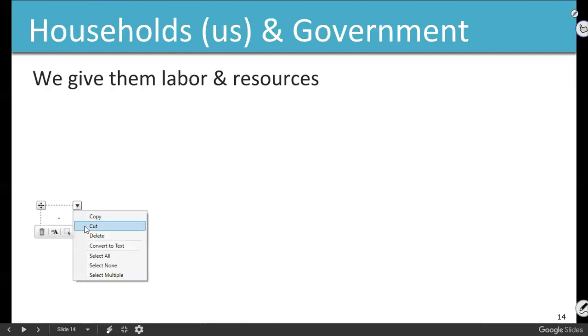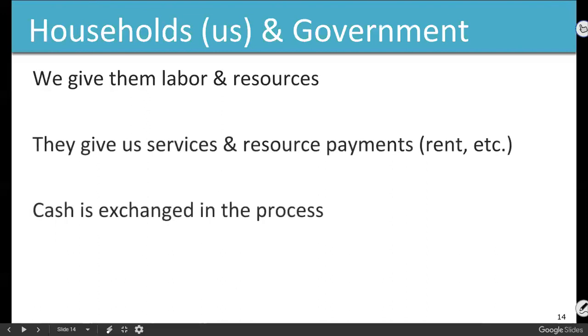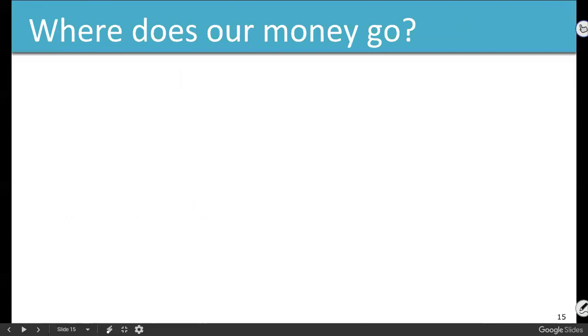Us and the government: we give them labor and resources, just like we do with businesses. They give us services and resource payments like rent, wages, and that kind of stuff. Cash is exchanged in the process. Same basic relationship: our money, taxes, savings, consumption. Like I said, I'm pretty sure this is an extra credit question on the test next week.